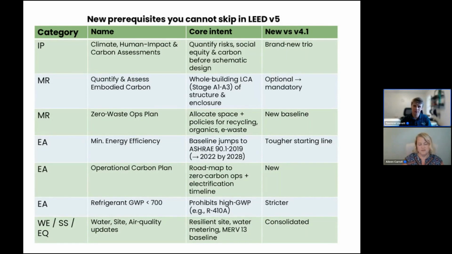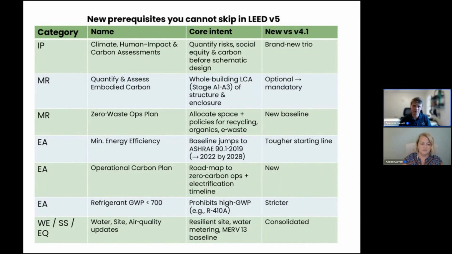Next, in the materials and resources category, the quantify and assess embodied carbon credit basically requires you to do a whole building LCA. More of an embodied carbon assessment is maybe what I would call it, just focusing on the stages A1 to A3. So of all the materials on your site, what were the impacts to actually harvest those natural resources and manufacture the material before it's sent to your project site.